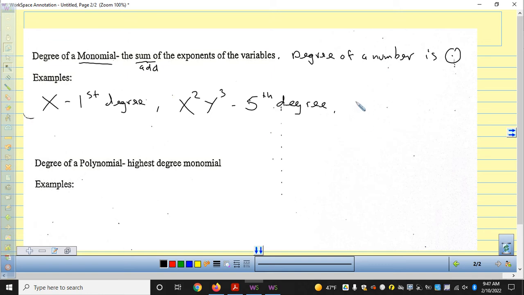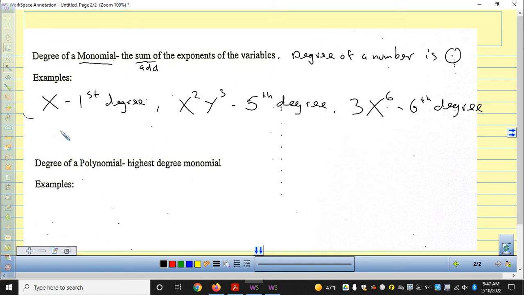If we had something like 3x to the sixth, the degree is the sum of the exponents on the variables. So we don't worry about the exponent on the 3. We would say this is sixth degree. So we'd say this is a first degree monomial, a fifth degree monomial, a sixth degree monomial.